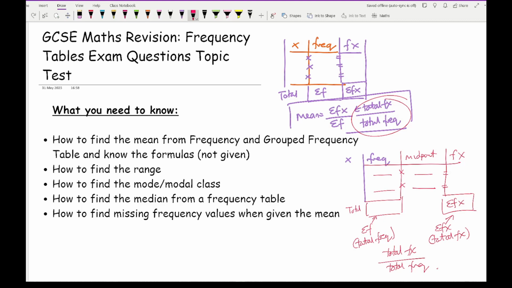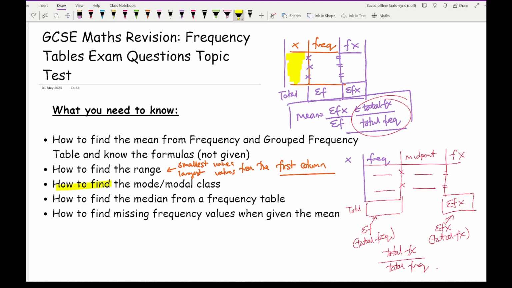Now, the next thing you need to know is how to find the range. Loads of students get this wrong simply because they use the wrong column to work out the range. To work out the range, it's basically the largest value take away the smallest value from the first column. It's really important that you use the values in the first column, not the frequency column, which loads of students get wrong.